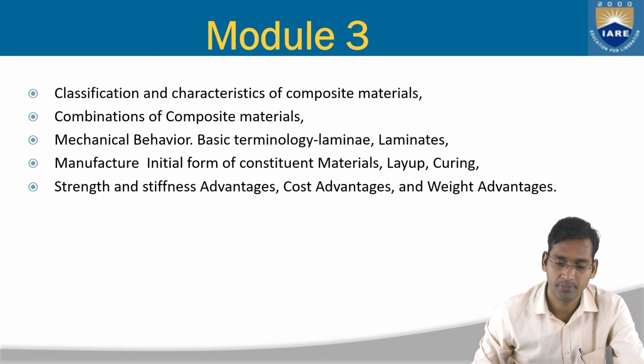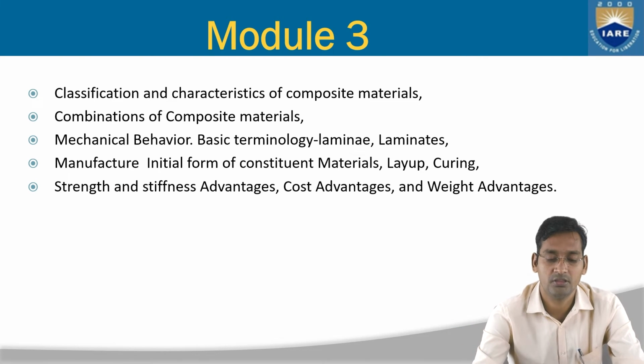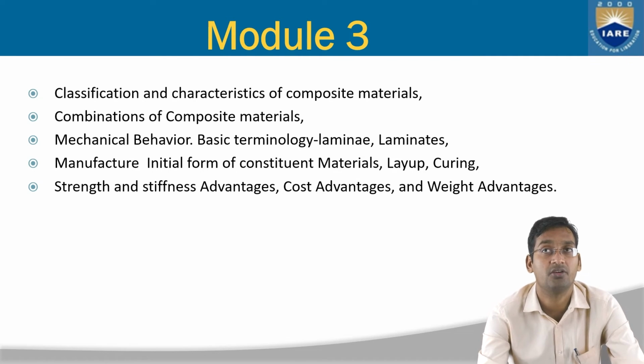learn these things. Now module 3 is related to the composite material which is used in the aircraft structure. So first they will learn the classification and characteristics of composite material, meaning how we can classify, and what the properties of those composite materials are. Next, the combination of composite materials, meaning how we can combine materials to form a composite material, and whatever properties are required for the combination of those materials, that we will see.